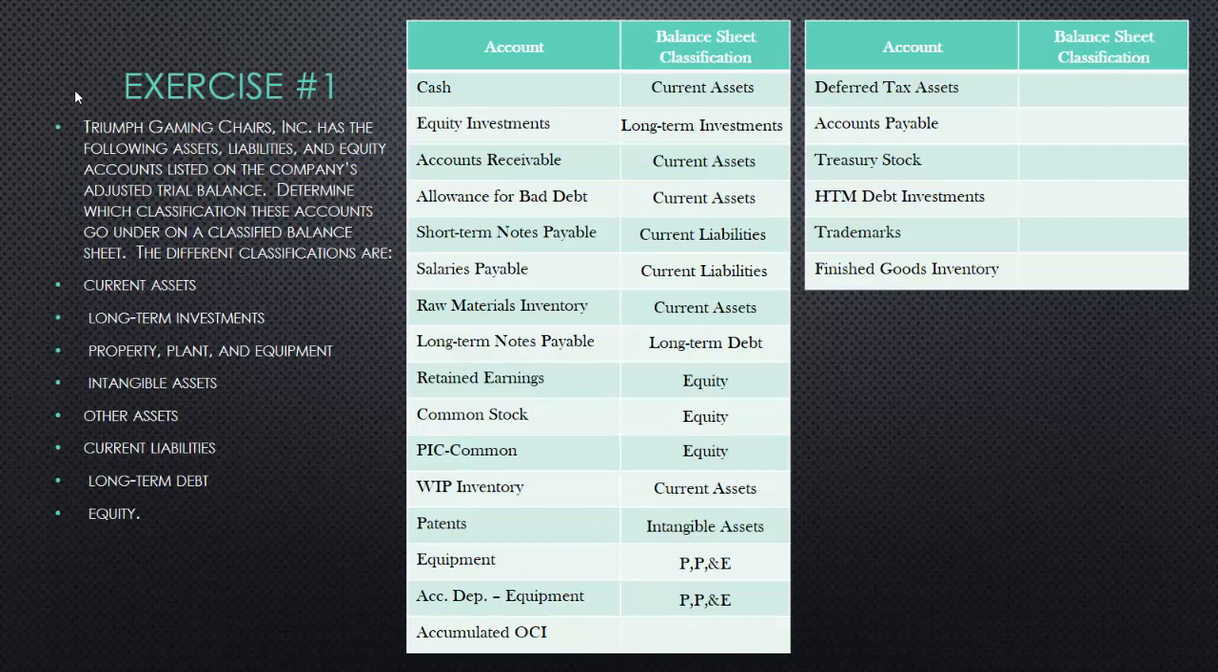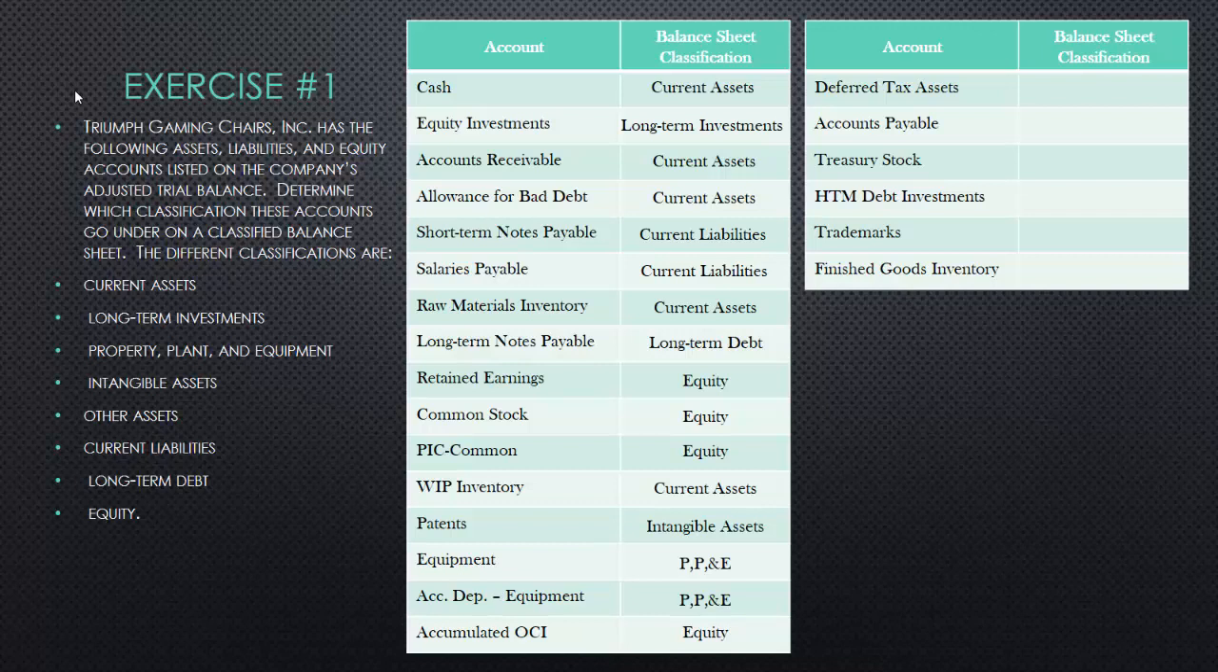Next up, we have our AOCI, our accumulated other comprehensive income, which is the amount of unrealized gain that we have on our books at the time from our investments or from currency translations or whatever. The thing is that is a form of equity, because if we did realize those gains, it would increase our income and therefore increase our retained earnings, so we have to report it in the same section that we report retained earnings.